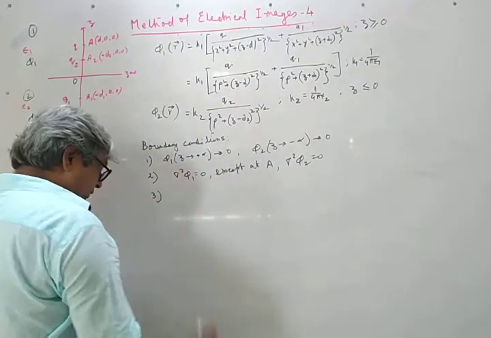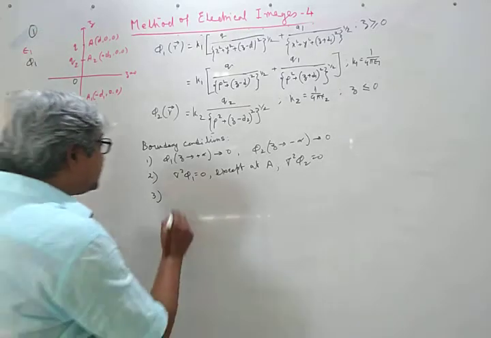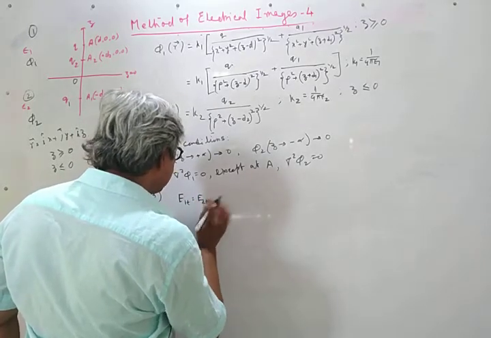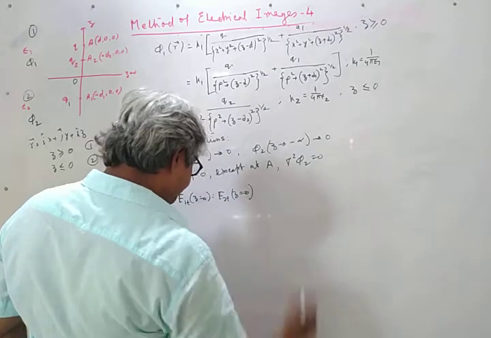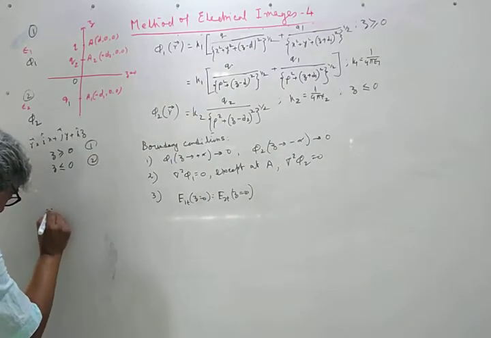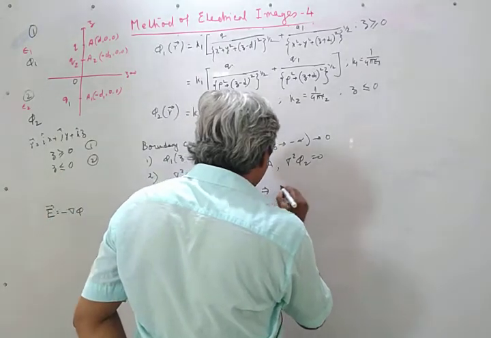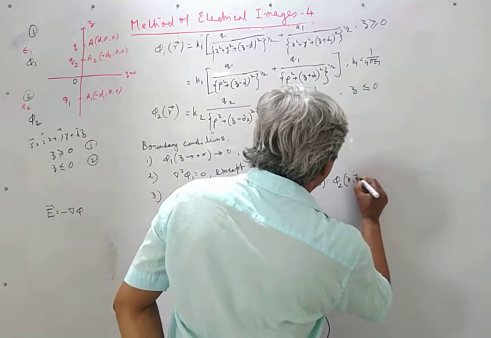Secondly, the tangential component of E is continuous. E1t at z equals 0 is equal to E2t at z equals 0. Now we know that the electric field is obtained from the gradient of the corresponding potential. So it will have components, in this case the x, y and z components. The tangential component is the component in the xy plane. So this comes to phi 1 at (x, y, z equals 0) is equal to phi 2 at (x, y, z equals 0).